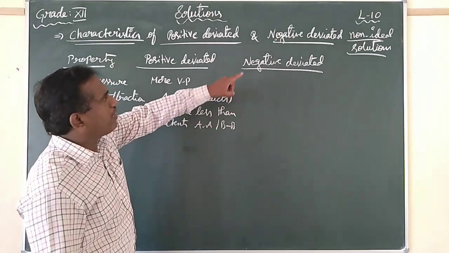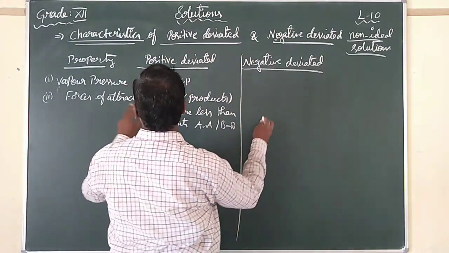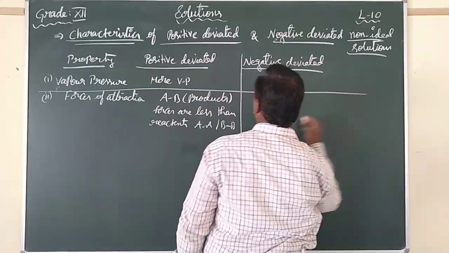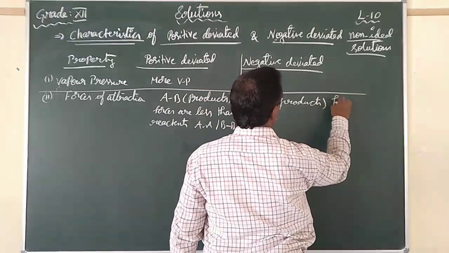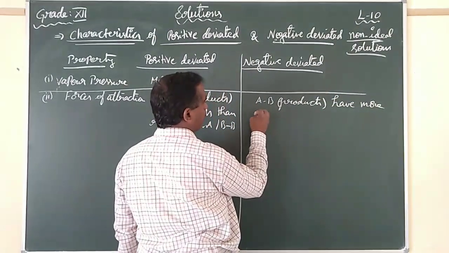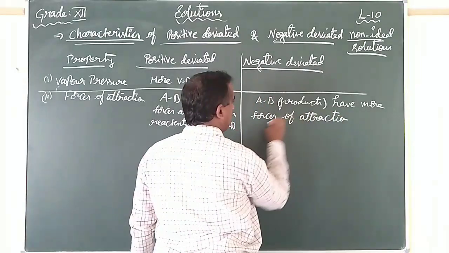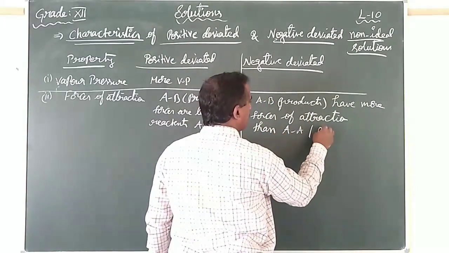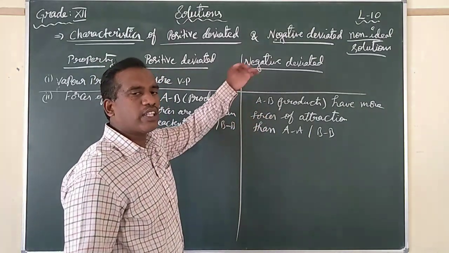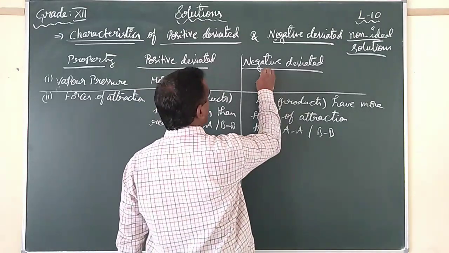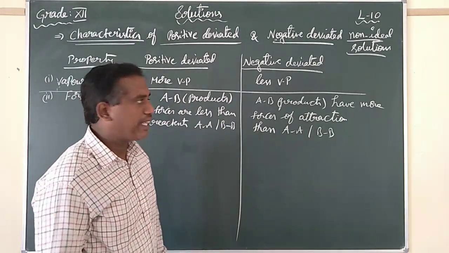But when we compare with negative deviated non-ideal solutions, how about the vapor pressure? In the case of negative deviated non-ideal solutions, how about the forces of attraction? The forces of attraction in AB, that is the products, are more than in AA or BB. That results in the negative deviation from Raoult's law. Here, when the number of particles going to the gaseous phase decreases, obviously the vapor pressure becomes less in negatively deviated non-ideal solutions.